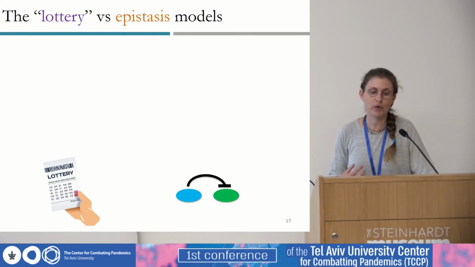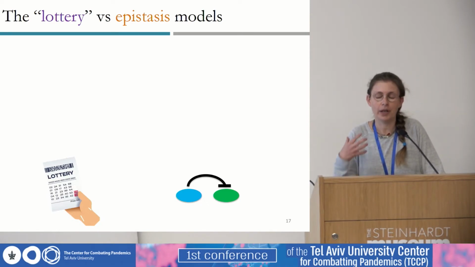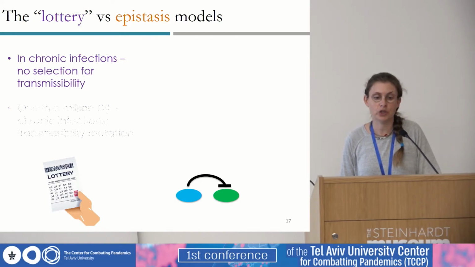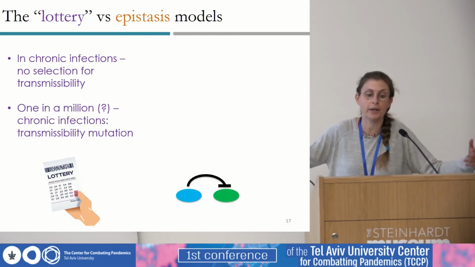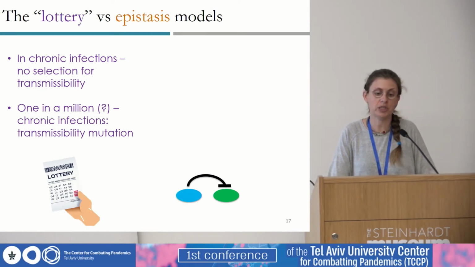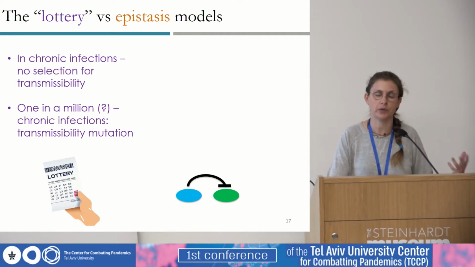And this led us to come up with a model of how a variant of concern eventually comes up in a chronically infected individual. There could be the lottery model, which means we don't have selection for transmissibility, but maybe 1 in a million chronic infections, and I have no idea what the number is, a transmissibility mutation just comes up, and this leads to a variant that is very transmissible that moves on.